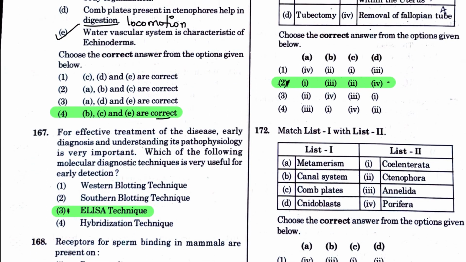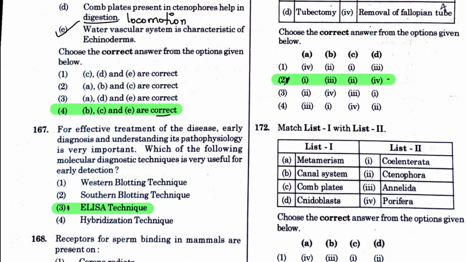167. For effective treatment of the disease, early diagnosis and understanding its pathophysiology is very important. So which of the following molecular diagnostic techniques is very useful for early detection? Whenever this term comes, remember PCR and ELISA for early detection. So PCR is not given in the option. So ELISA is the answer.